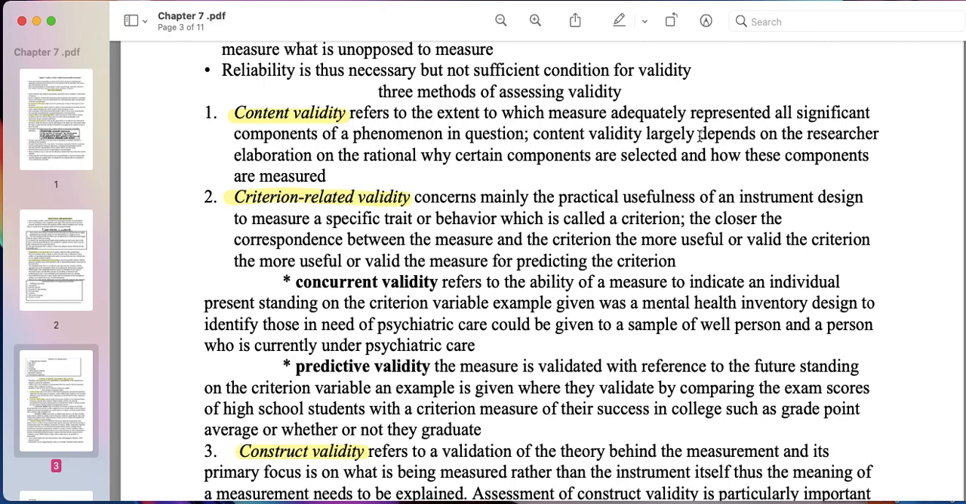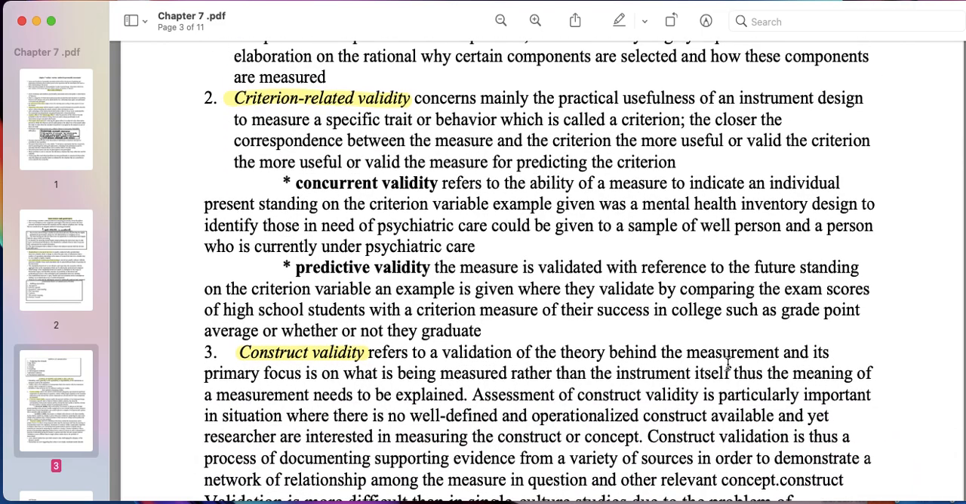Then we moved on to criterion-related validity, which is concerned mainly with the practical usefulness of an instrument designed to measure a specific trait or behavior, which is called the criterion. The closer the correspondence between the measure and the criterion, the more useful or valid the measure for predicting the criterion. This was divided into two subdivisions.